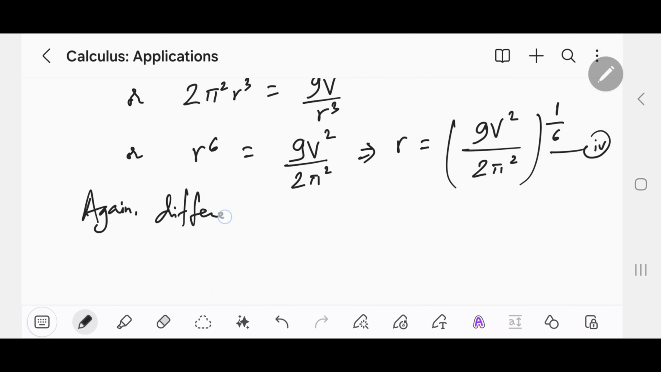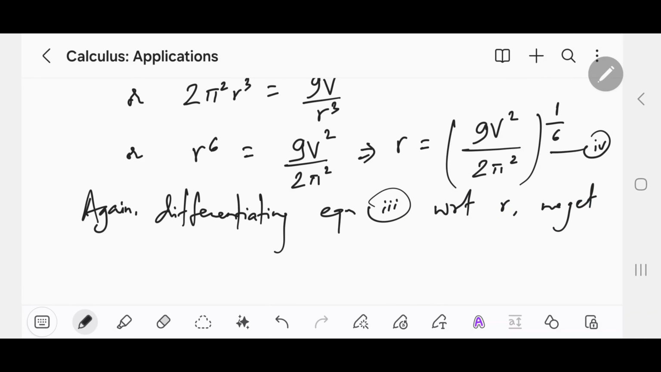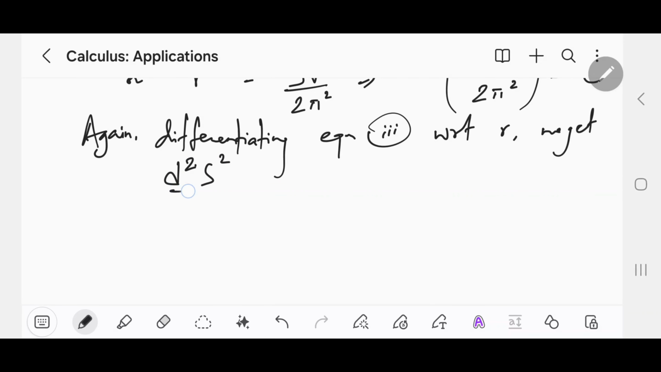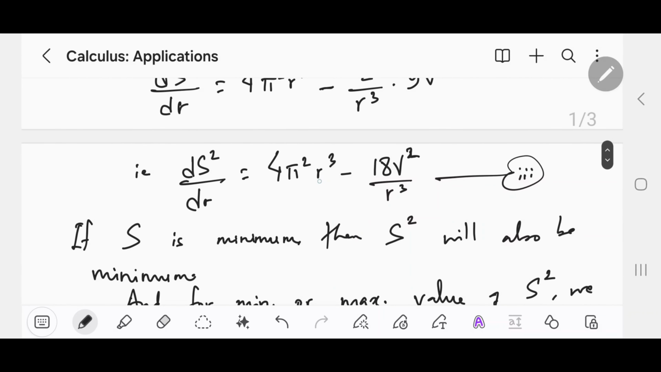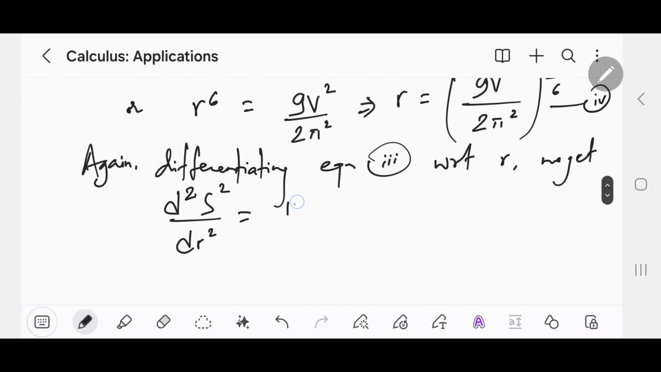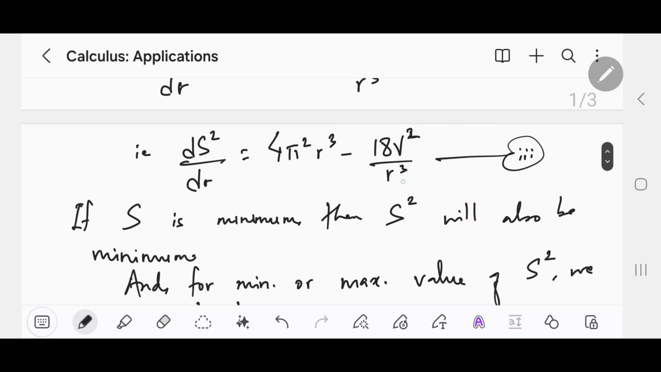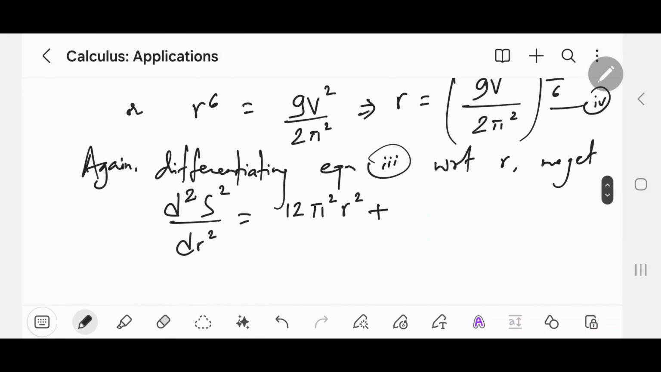Again, differentiating equation 3 with respect to r, we get d square S square by dr square will be, so 4 pi square r cube, its derivative is 4 into 3, 12 pi square r square, right? 12 pi square r square plus 1 by r cube derivative is 18 into 3, 54, plus 54V square by r power 4.